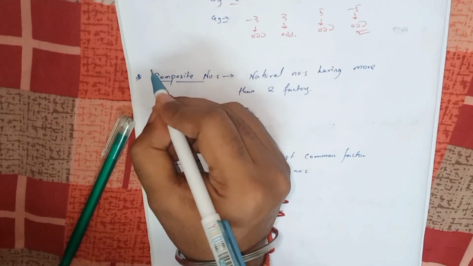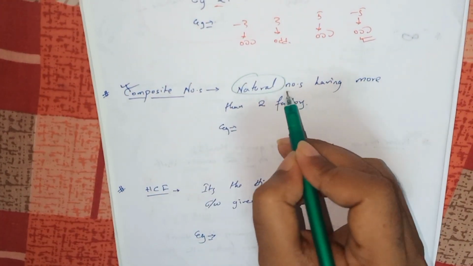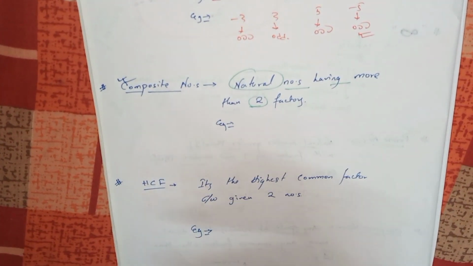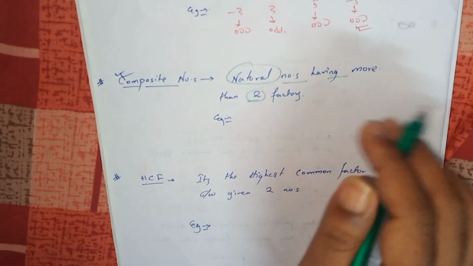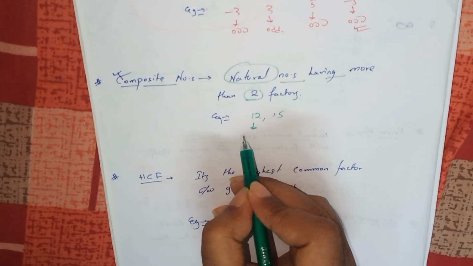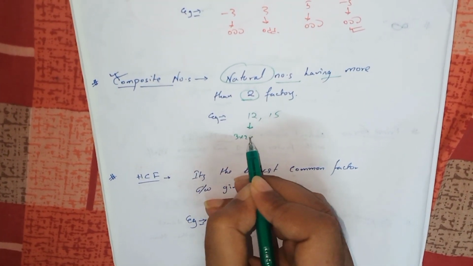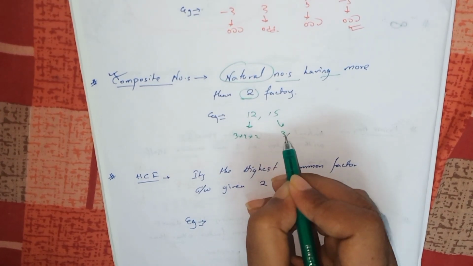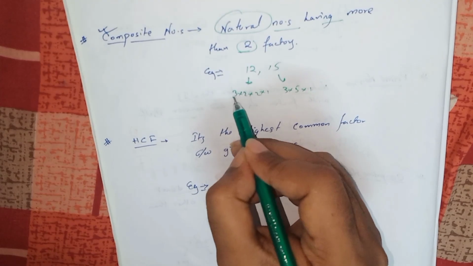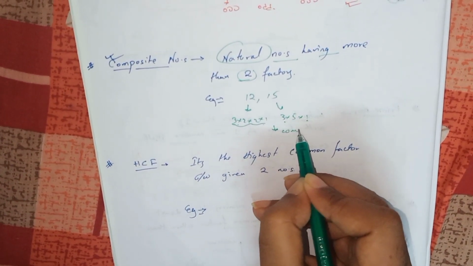Alright. Composite numbers. What are composite numbers? Here it is also written as natural numbers. Natural numbers having more than 2 factors. Okay. Now here we will also compare. Let's take 12 and 15. Prime factorize it. It will be 3 into 2 into 2. And here 3 into 5 into 1 obviously. So what are the common factors? 3 and 1. So they are composite numbers.